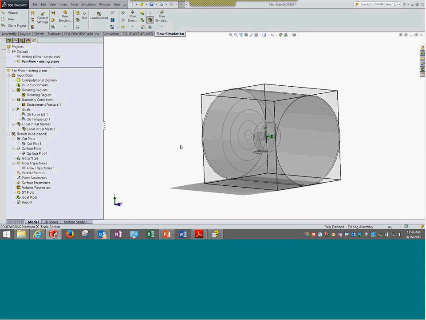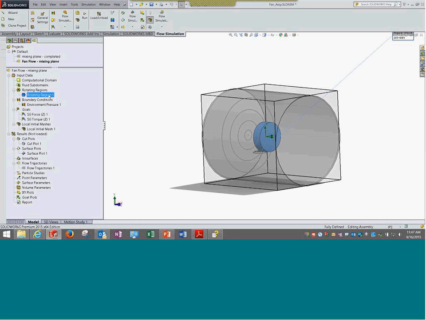Okay. The next thing will be the rotating region. This is another new thing that comes up here. So create a component to represent the rotating region. There are a few tools, or rules of thumb, which need to be used when creating the rotating region.